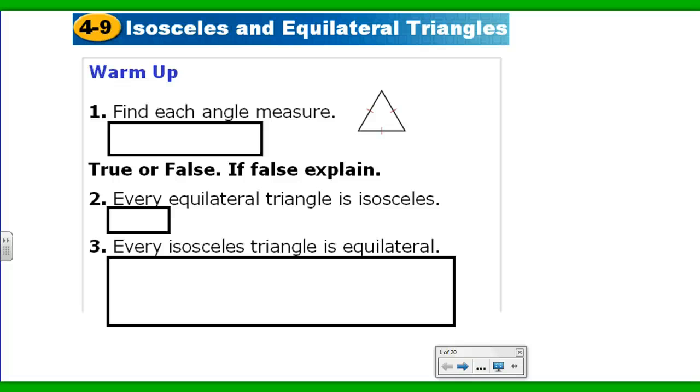Welcome, geometry students, to Chapter 4, Section 9, last section of the chapter, Isosceles and Equilateral Triangles. Pause the video, try this, and come back and check your work.